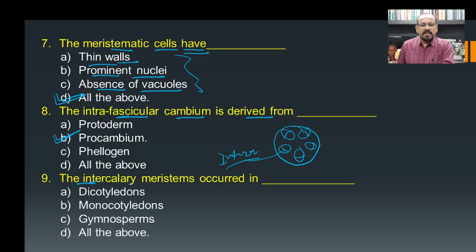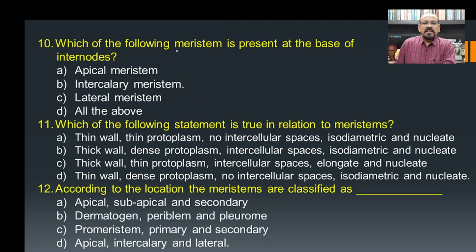Then the intercalary meristems occur in, so if you see the presence of intercalary meristem, which is involved in the formation of leaves as well as lateral branches, it is present in dicots, in monocots, as well as in gymnosperms, and hence all the above become the answer for this question. Then, which of the following meristems is present at the base of the internode?